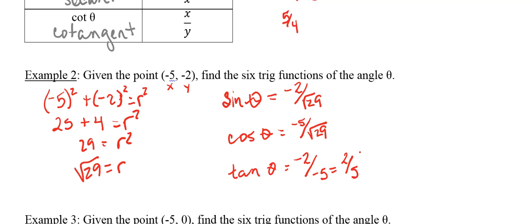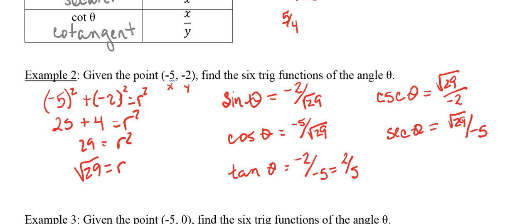Now when I go to do the other three, if I do them in the right order, I just have to flip these over. So sine is the reciprocal of cosecant. So I'm just going to flip that over. I get square root of 29 over negative 2. Cosine I'm going to flip over into secant. Make sure I do the right ratios. Flip that over, I get square root of 29 over negative 5. Tangent is the reciprocal of cotangent. So I flip over 2/5 into 5/2.